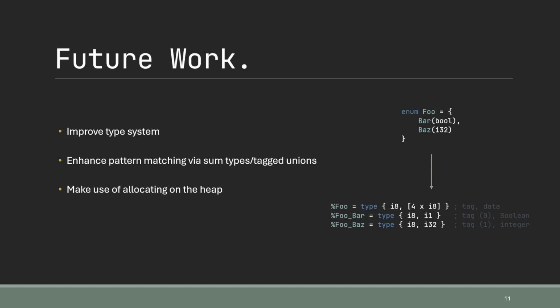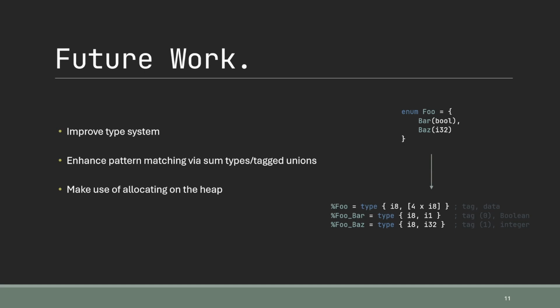A nice to have would be the implementation of some types to use pattern matching, allowing for types to be associated with values. A small example of how that would be compiled is shown here, where each variant is given its own LLVM structure type, some tag to distinguish between them, along with the data type associated with it.